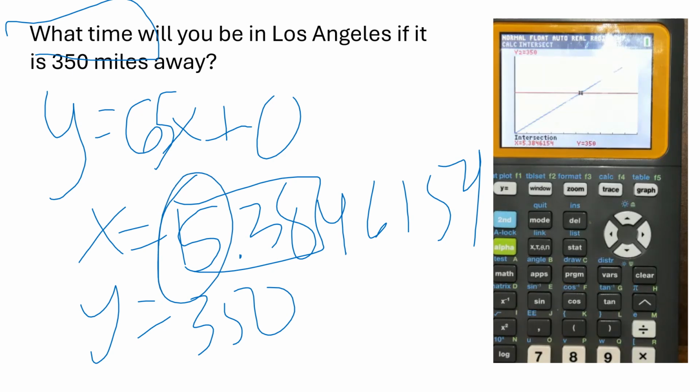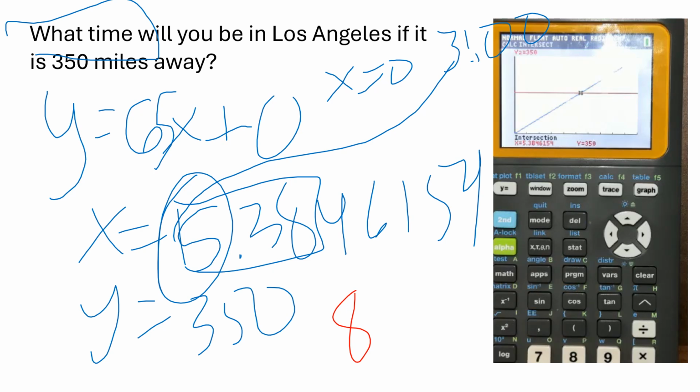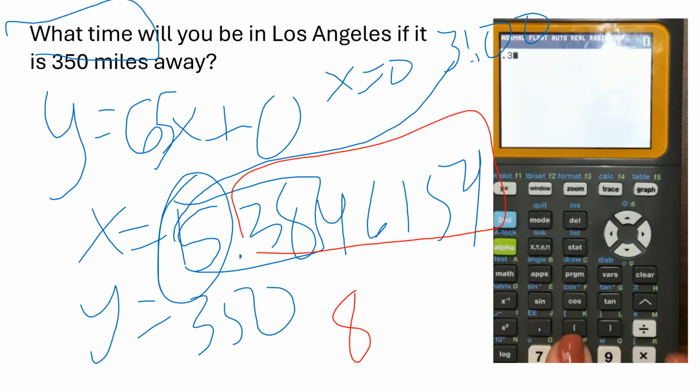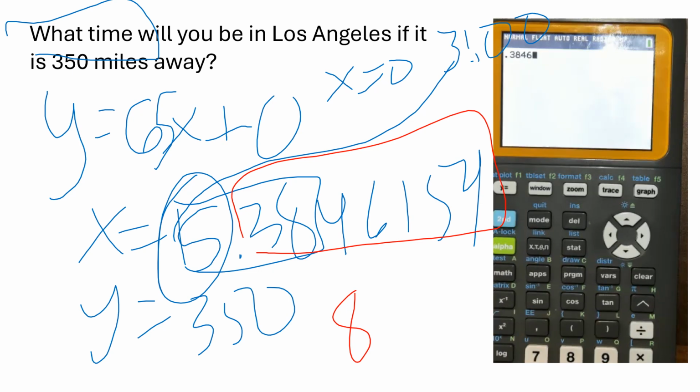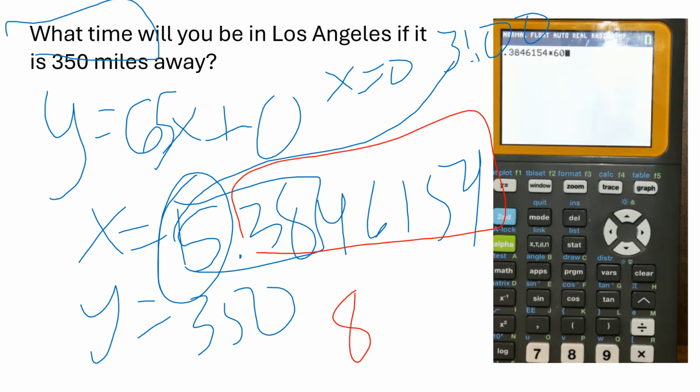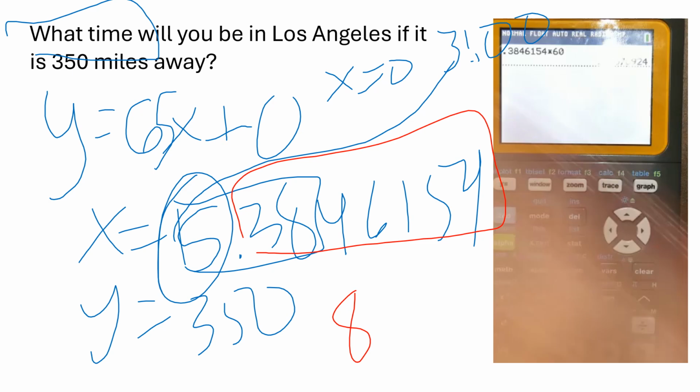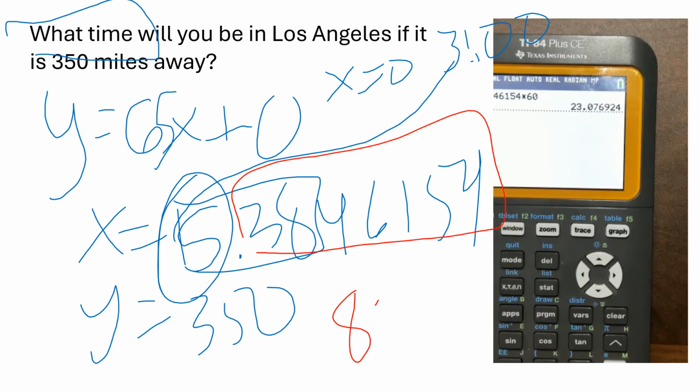Well, this isn't exactly a whole hour. So if x equals 0 is 3 in the afternoon, according to this word problem, 5 hours past that would be 8 o'clock, but then we have this partial hour. So I'm going to come back up here and type in 0.3846154 and take it times 60 because there's 60 minutes in an hour. So we can assume, if I move this to the side, at 8:23 in the evening, you'll have traveled 350 miles away from home based on this model.